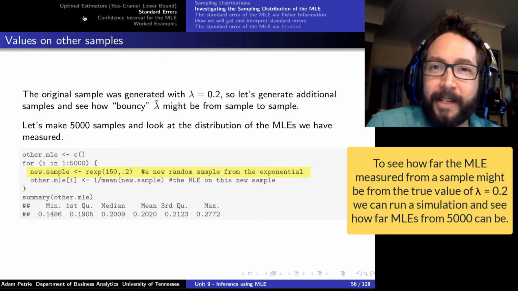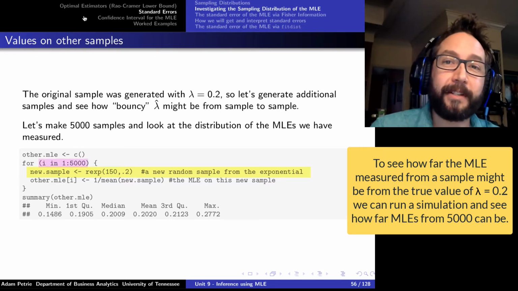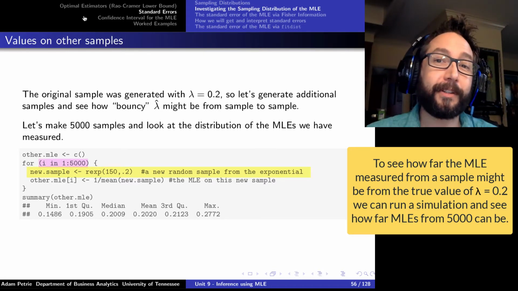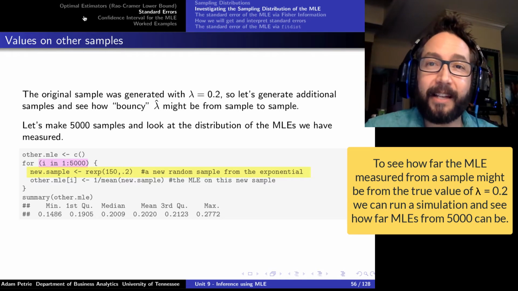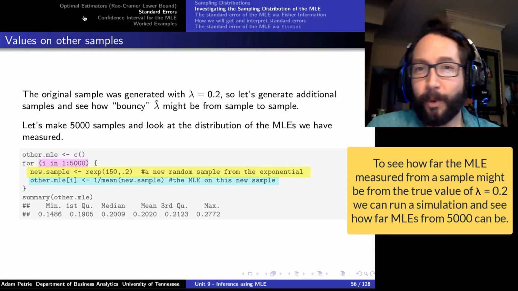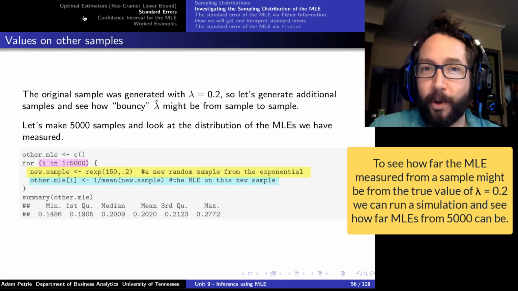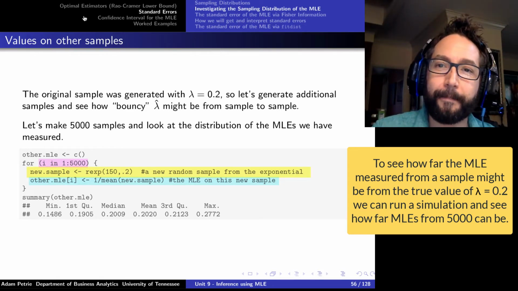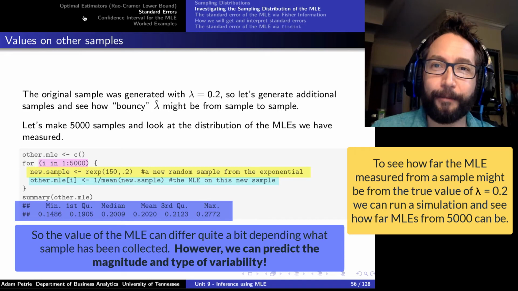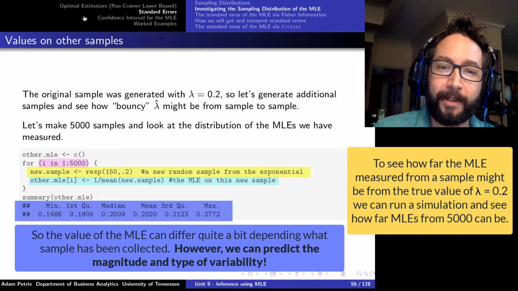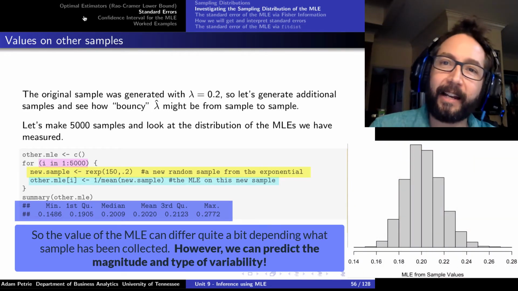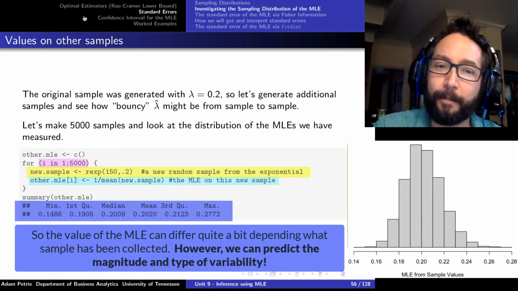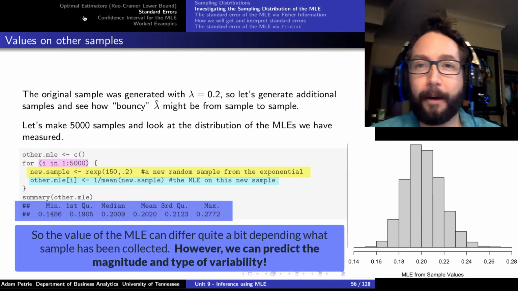So let's consider taking 5,000 different random samples, each of size 150, from this exponential distribution, and just look at that sampling distribution of the MLE. What kind of variety do I see from one sample to another of the reciprocal of the sample average? If I measure the MLEs for each of those random samples, I find that they're fairly tightly clustered around 0.2 or so, but there is some variety, going down to about 0.15 and going up to about 0.28.